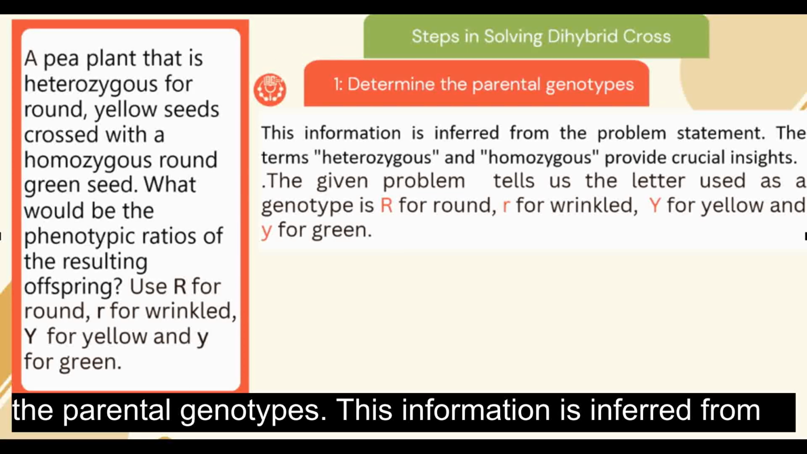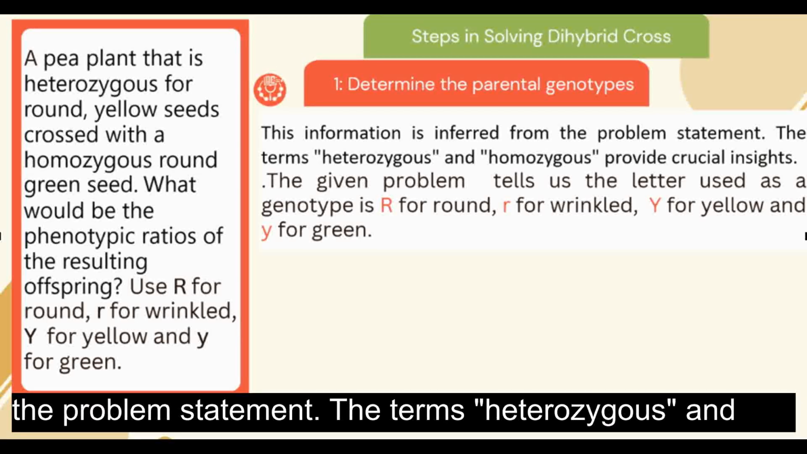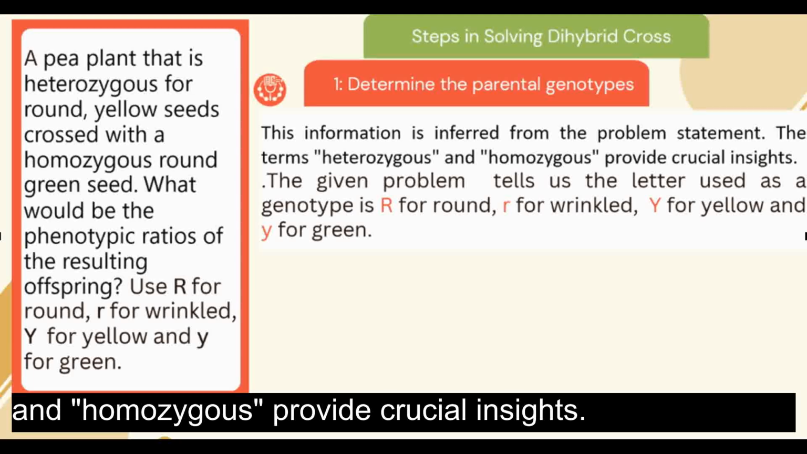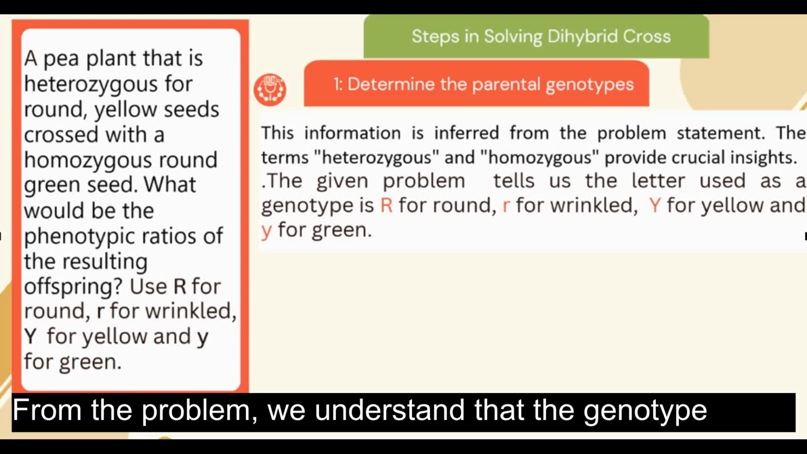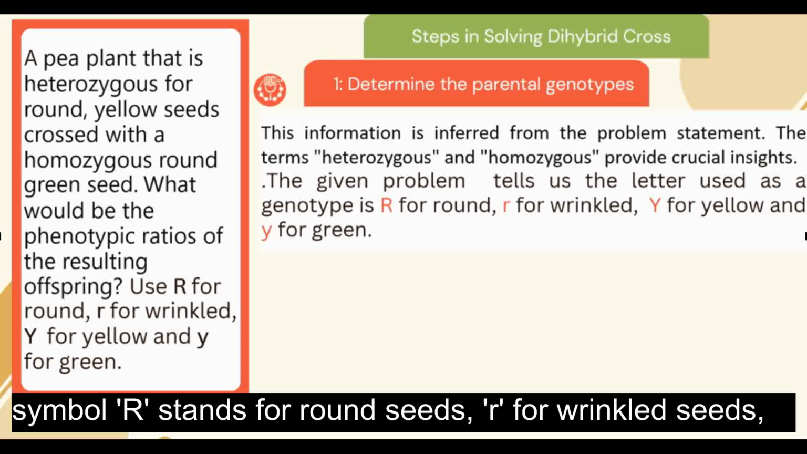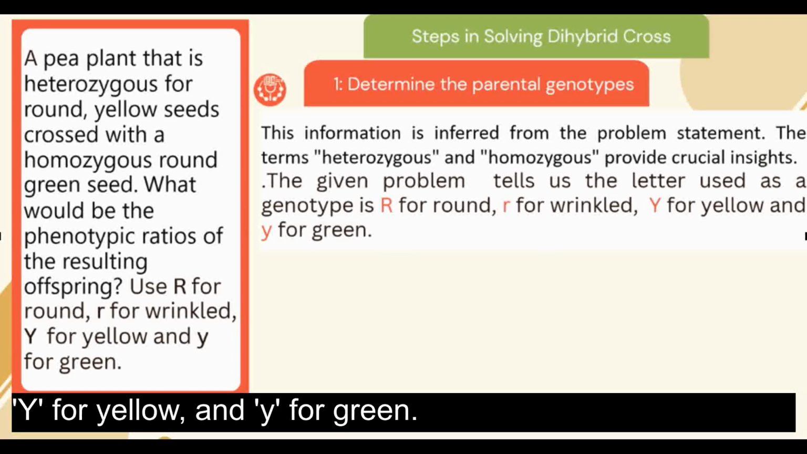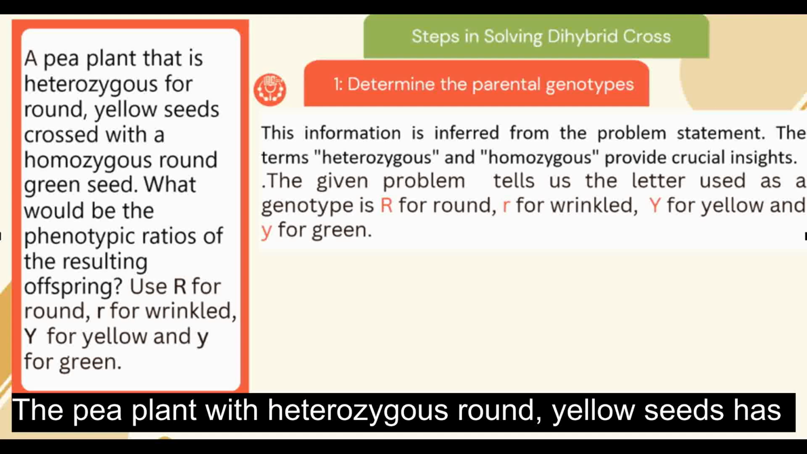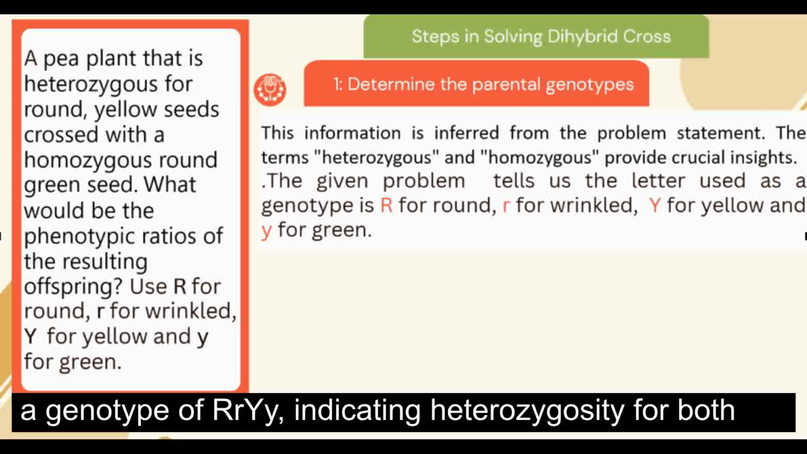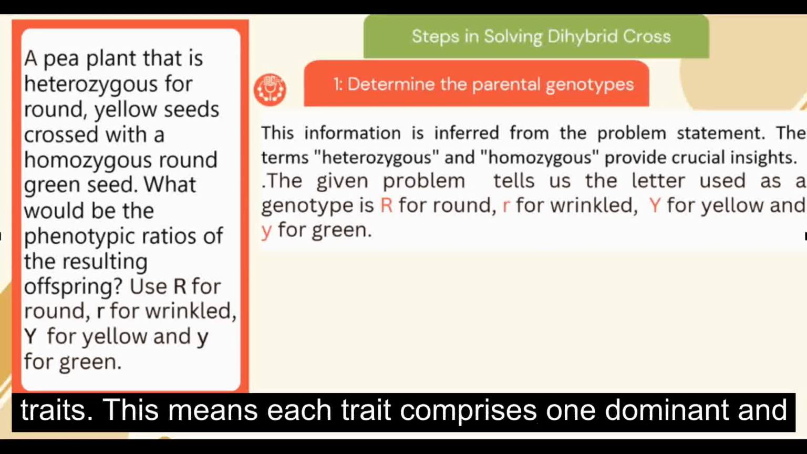Determine the parental genotypes. This information is inferred from the problem statement. The terms heterozygous and homozygous provide crucial insights. From the problem, we understand that the genotype symbol capital R stands for round seeds, small r for wrinkled seeds, capital Y for yellow, and small y for green. The pea plant with heterozygous round yellow seeds has a genotype of capital R, small r, capital Y, small y, indicating heterozygosity for both traits.